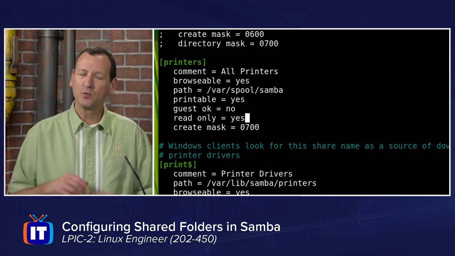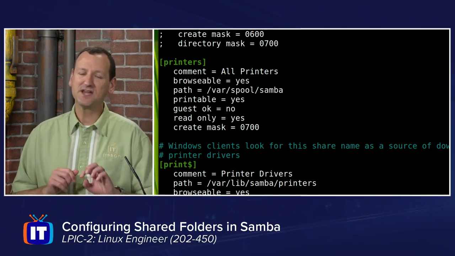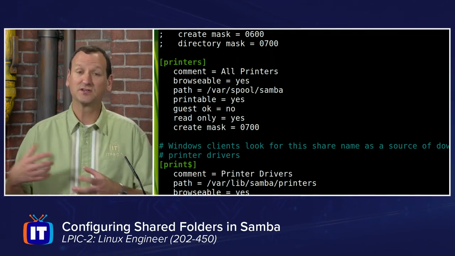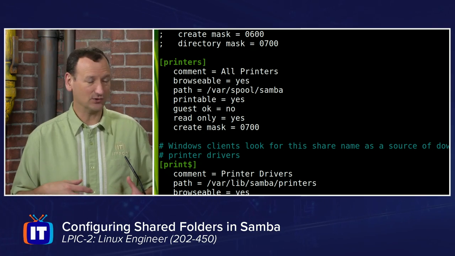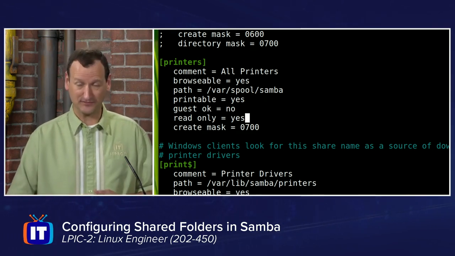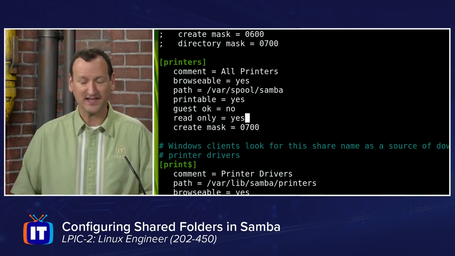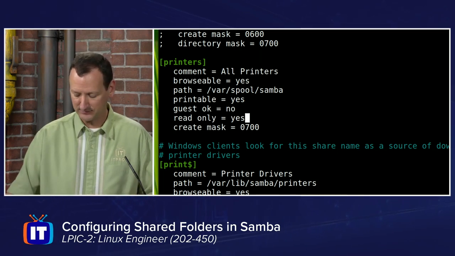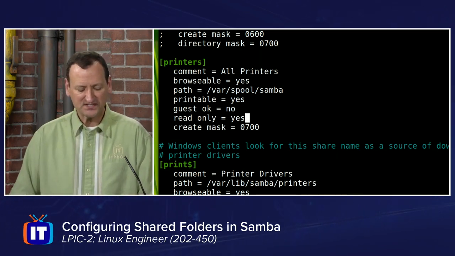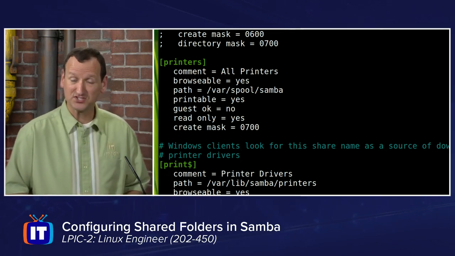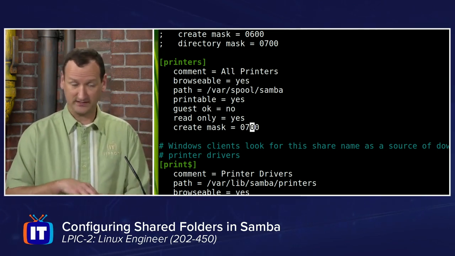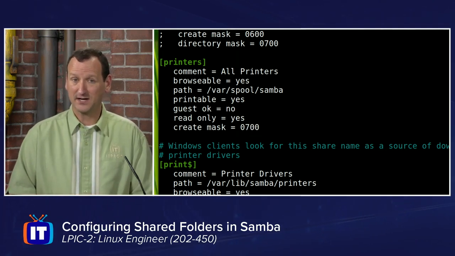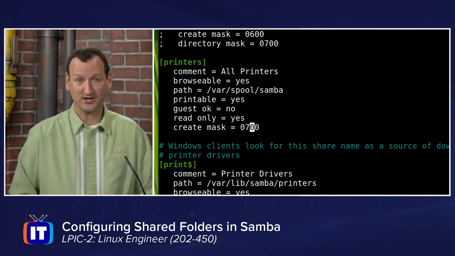Read only. Read only is set to yes. And here it's not referring to the print queue because up here we have printable yes. Read only means looking at the print jobs. So you could cancel print jobs if you were able to write to it. We'll usually leave that as read only yes to prevent that so that people can't go and delete other people's print jobs. But once these are set, any printer that's shared through CUPS, or the Common Unix Printing System, any printer that's added to CUPS will now also be shared out by Samba.